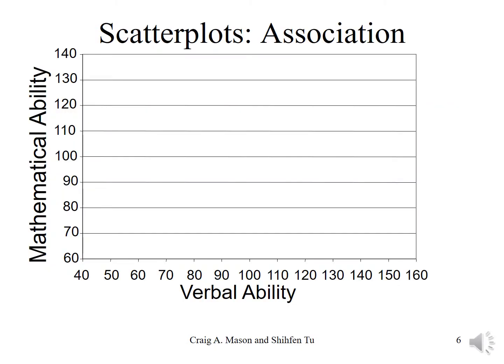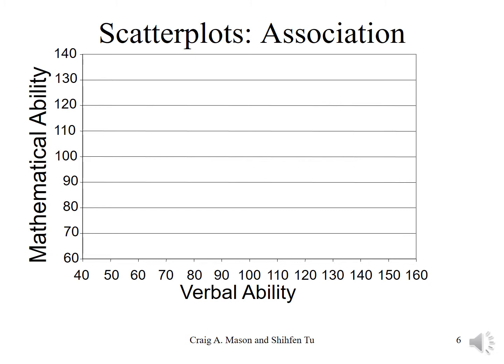Correlations like this can be presented visually using a scatter plot. In a scatter plot, each pair of scores is represented by a single point based on values of one variable along the x-axis and values of the other variable along the y-axis.